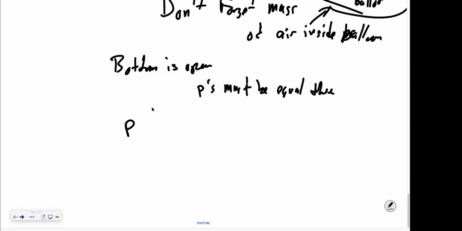Okay, something weird. Anyway, the P's must be substantially higher at the top of the balloon.